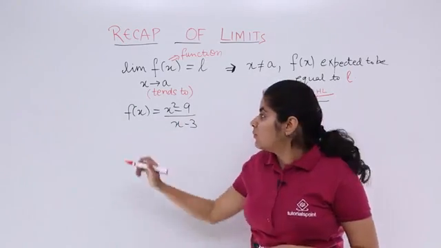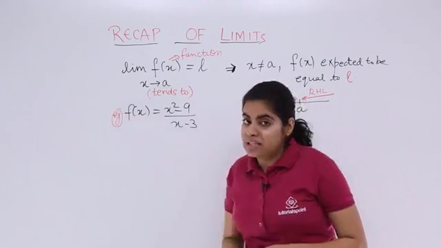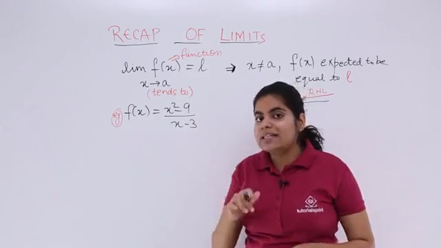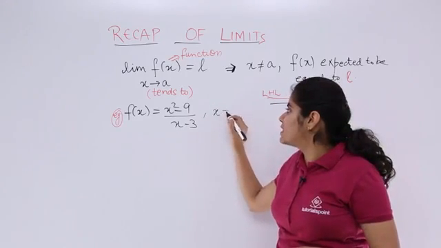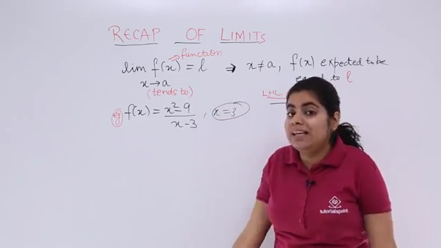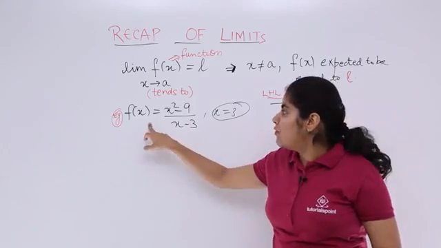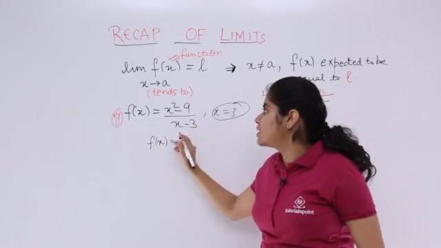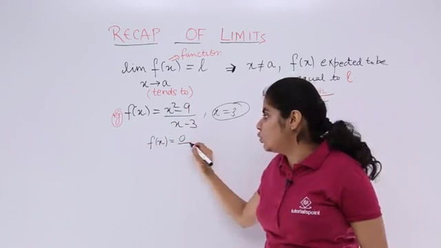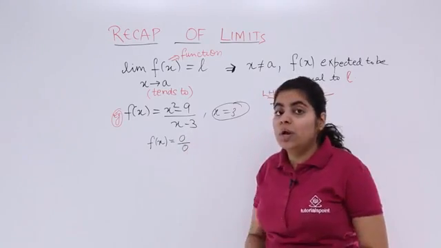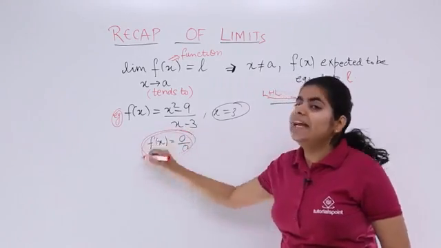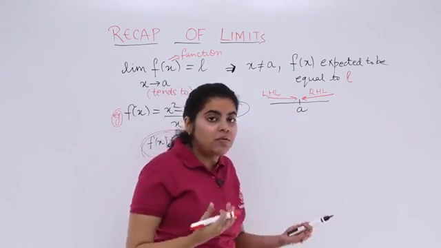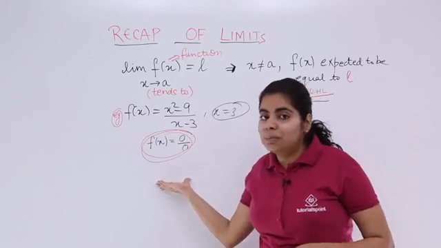Suppose we have this example. f(x) is equal to (x square minus 9) upon (x minus 3). Now what is the value of the function when x is equal to 3? Suppose I take x equal to 3. Then f(3) is 3 square minus 9, which is 9 minus 9, which is 0, upon 3 minus 3, which is 0. That means I have got an indeterminate form. This form does not exist in reality for our study of mathematics, so this should not be the case.